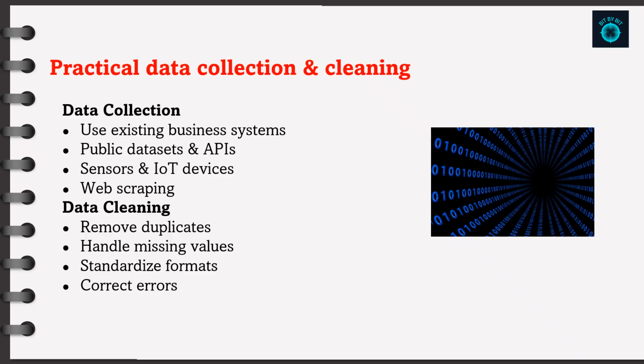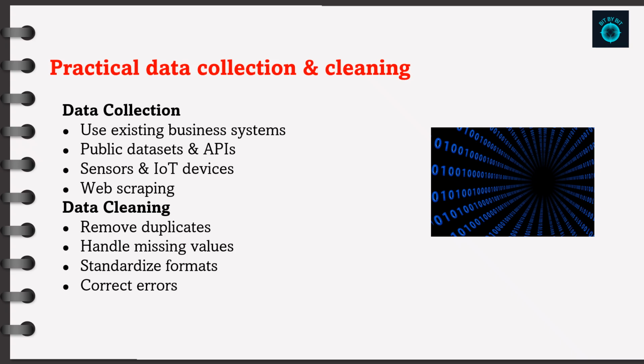Let's start with data collection. The easiest source is your existing business systems, such as CRM platforms, transaction logs, or support ticket databases. You can also use public datasets and APIs. Many organizations publish open data that can be directly used for AI training. For physical operations, sensors and Internet of Things devices may generate real-time data, such as temperature readings, machine performance, or product counts. Another option is web scraping, where tools automatically extract information from websites, but you must respect legal and ethical guidelines when doing this.